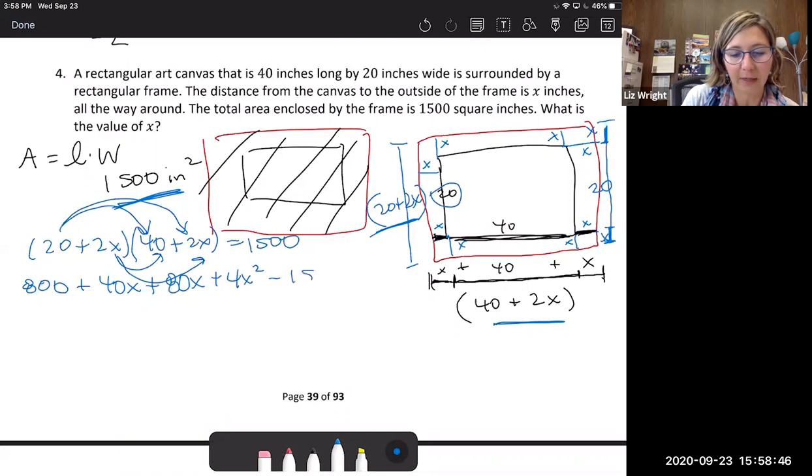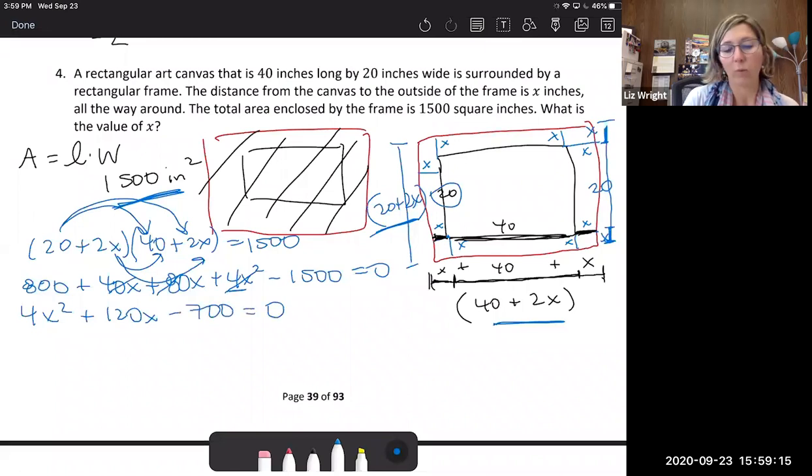I'm going to go ahead and bring the 1,500 over, because I know I'm going to need to do that anyway. Just making sure I'm on the right path, making sure my numbers are looking good. Okay, so we've got 4x squared, so I'm bringing that to the front. 40x and 80x is going to give me 120x. And then 800 minus 1,500 is going to give me negative 700 equals 0. And so when we're plugging things in, it's going to be A equals 4, B equals 120, and C equals negative 700.